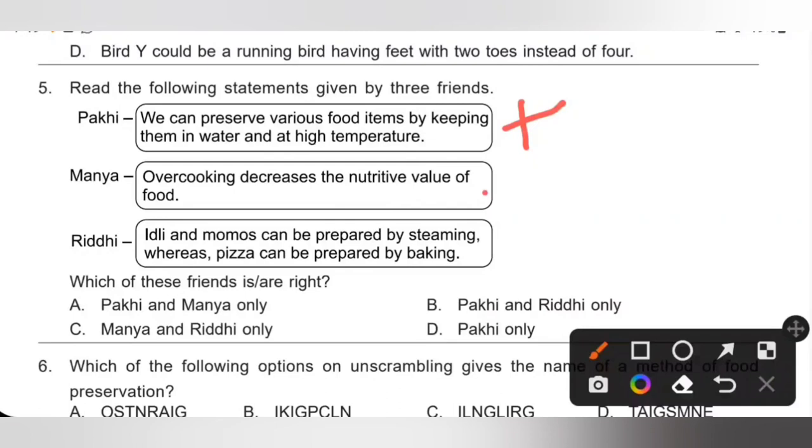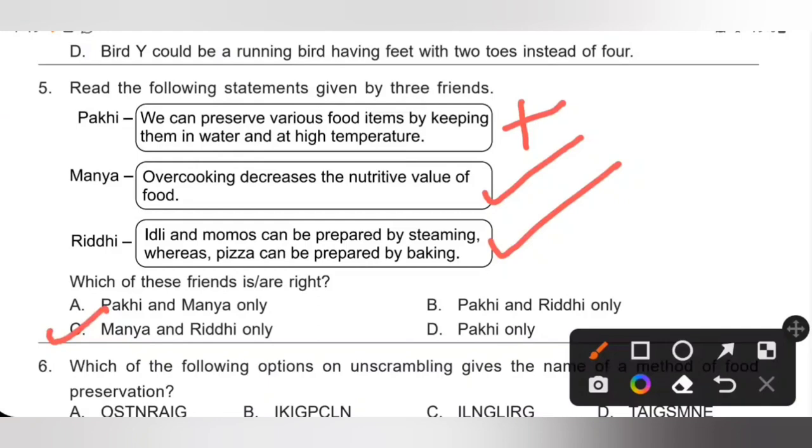Riddhi: idli and momos can be prepared by steaming, whereas pizza can be prepared by baking. It is also a correct statement. So, which of these friends are right? Manya and Riddhi. Option C is the correct answer. Manya and Riddhi only make the correct statement. So, option C.